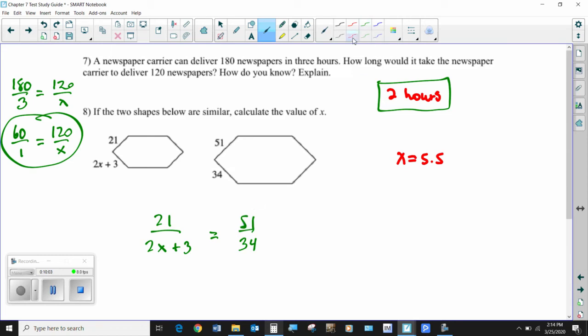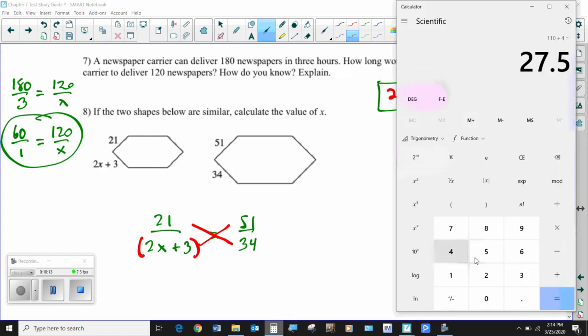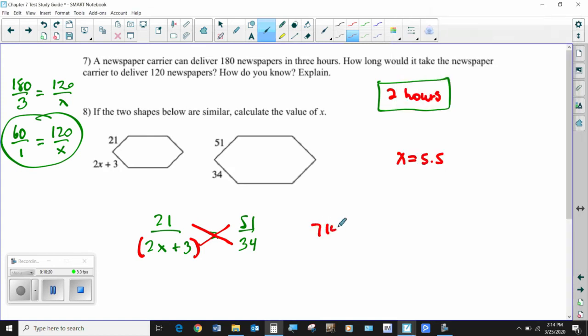Let's just cross multiply. And so this one's a little tricky because when you cross multiply, you got to multiply the 51 times both the 2x and the 3. So first off, what is 21 times 34? 21 times 34 is 714. And then 51 times 2x is going to be 102x. And 51 times 3 is going to be 153.